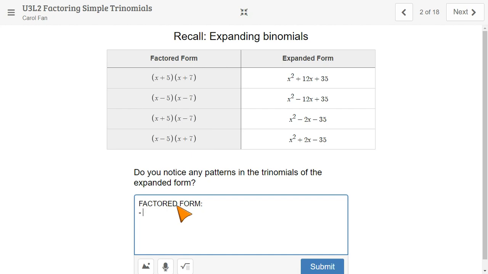Often students will tell me that in the factored form, they notice that there are two brackets, and the two brackets are for binomials multiplying. Another thing that they noticed in this particular chart is that all of the variables and the numeric value of the number is the same. It's that the operations in the brackets are different.